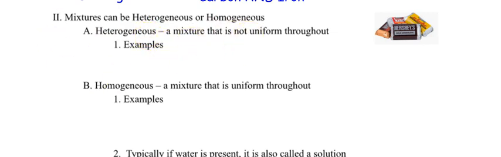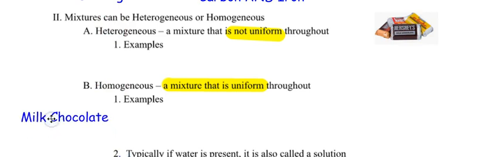Heterogeneous is a mixture that is what? Oh, this is important. That is not uniform throughout. Every little taste can be different, all right? What is a homogeneous? A mixture that is uniform. It is the same throughout. So now, what about milk chocolate? What would just plain old milk chocolate be? Heterogeneous or homogeneous? Think about it. Hopefully you said homogeneous. It is the same throughout. What about Mr. Goodbar?